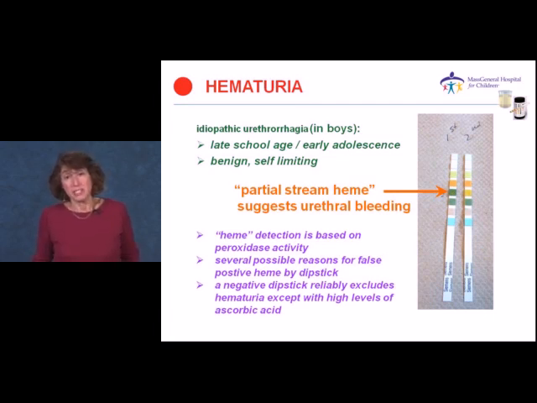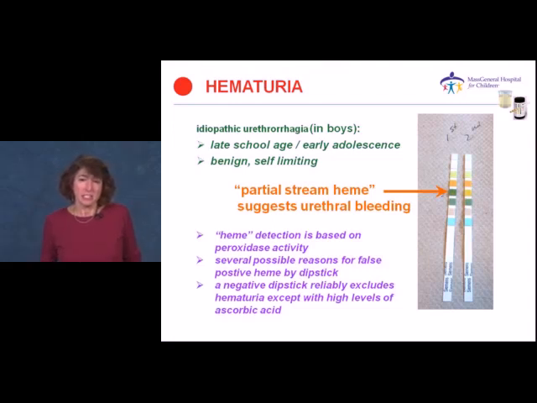And in boys, in adolescent age, there's something called idiopathic urethrorrhagia, which happens in late school age, early adolescence, and it's bleeding from the urethra, from the bulbar urethra, and it's intermittent, it's benign, it's self-limiting. It can happen only once, it can recur a couple times in the course of a year or 2, and then it goes away. That too is a diagnosis of exclusion, and you do nothing about it, but it's something good to know about if you're seeing boys in your practice.